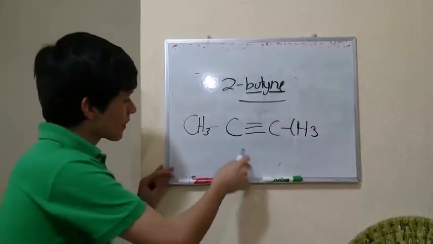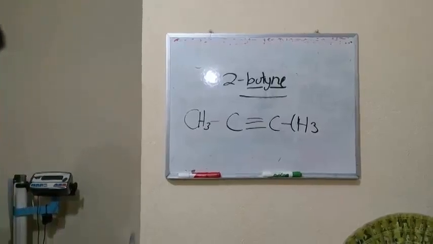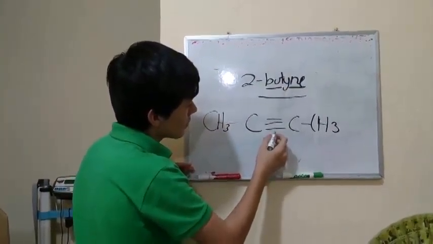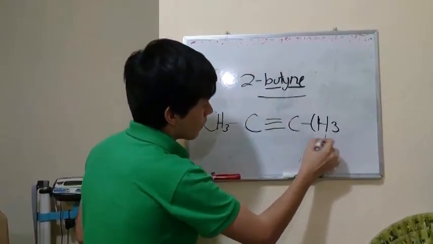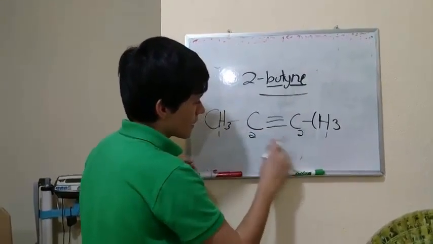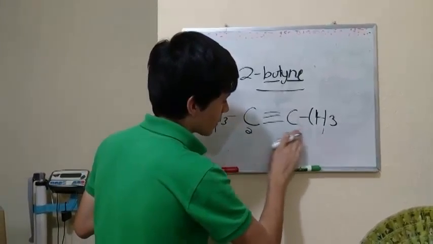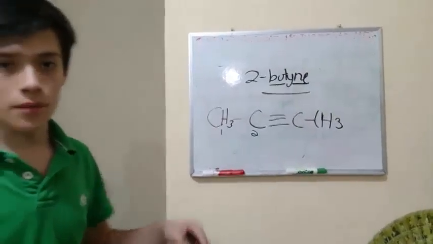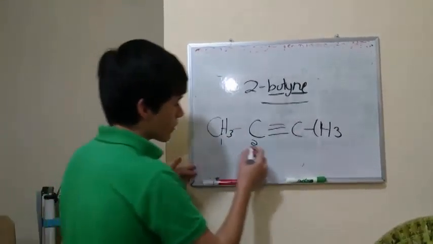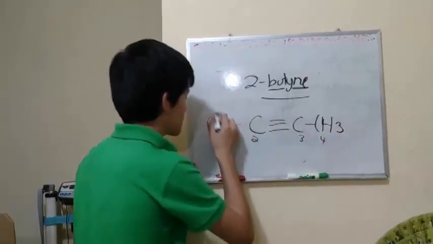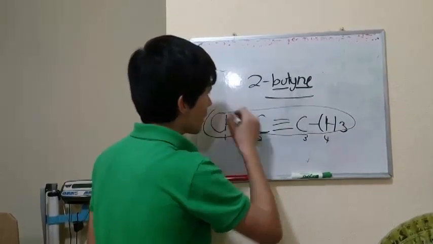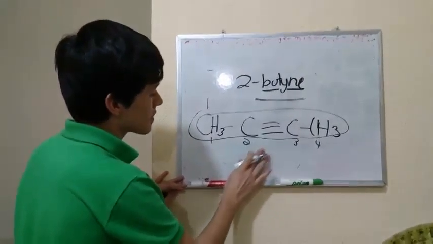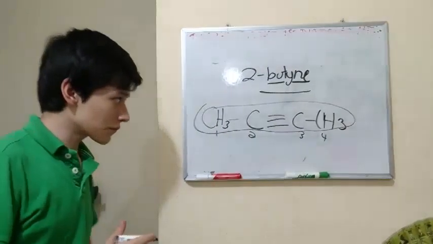As you can see here, it doesn't matter if we start counting from left to right or right to left, because we have the triple bond here in second. 1, 2, 1, 2. It's the same. So when we have the same conditions on both sides, we should usually start from left to right. So let's start here. 1, 2, 3, 4. This is the longest chain, and we don't have another alkyl group like here or here. So it's just a 2-butyne.